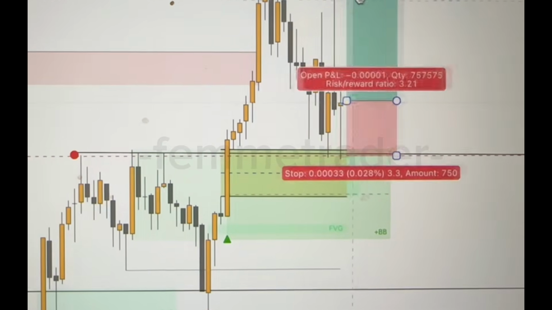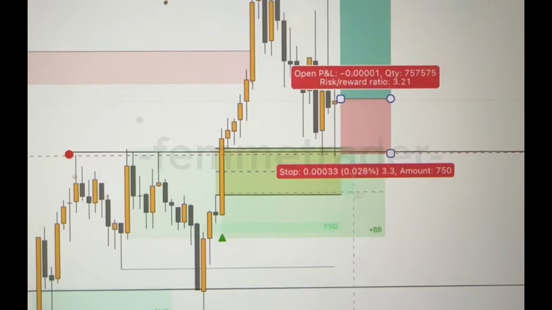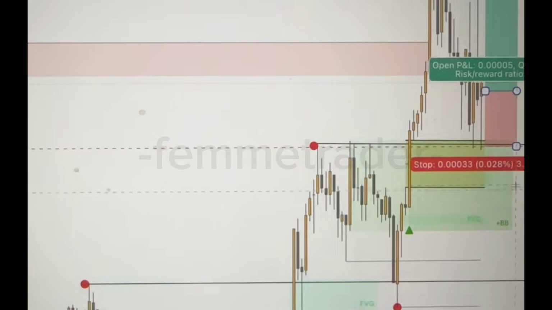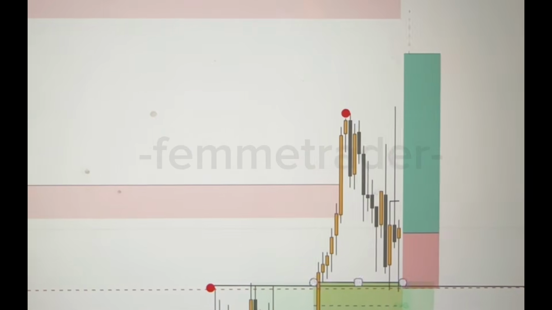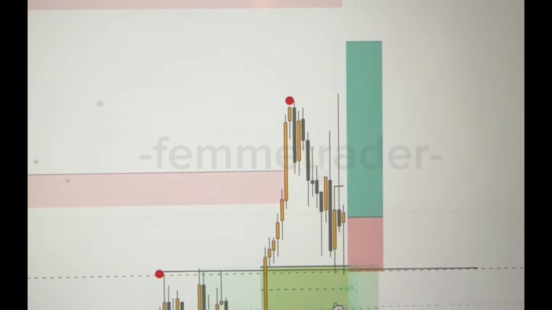Right, I'm going to take a buy. I'm going to take the buy, then I'm going to stop at the next FVG, which is somewhere here. That's what I'm looking at. All right, let's see how it goes.